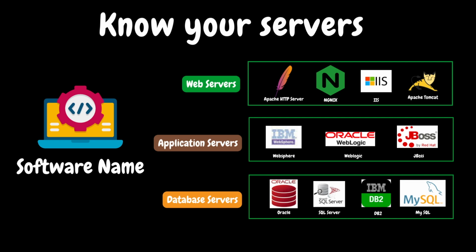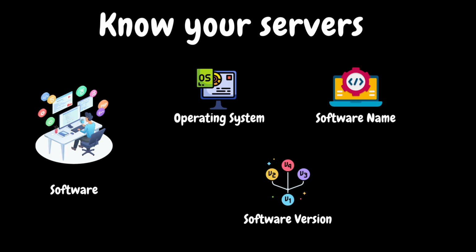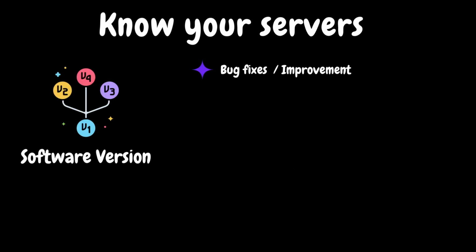In interviews, they will sometimes ask us to tell the different application or database software that we have worked on. Along with the software names, it is very important to understand different versions. There are several reasons why different software versions are created. Some of them are bug fixes or improvements. That means new versions are released to fix these problems and improve the software's stability, performance, and overall quality.